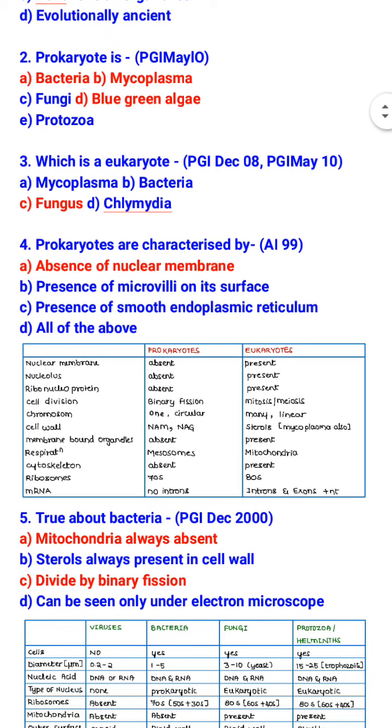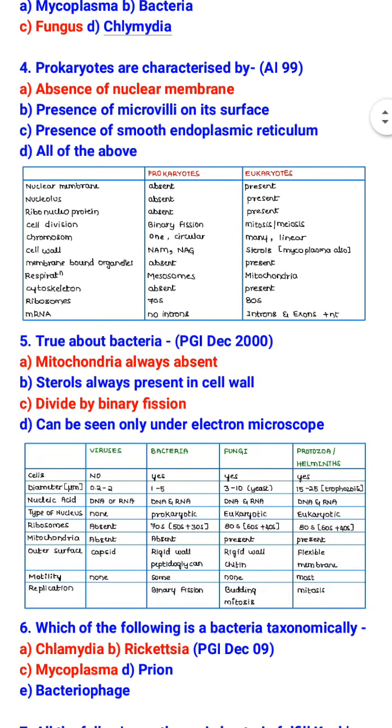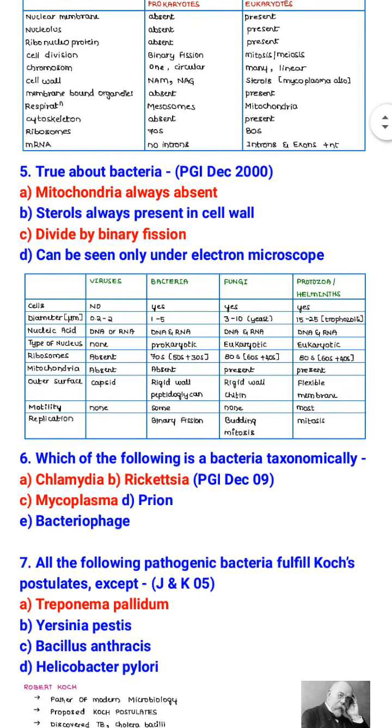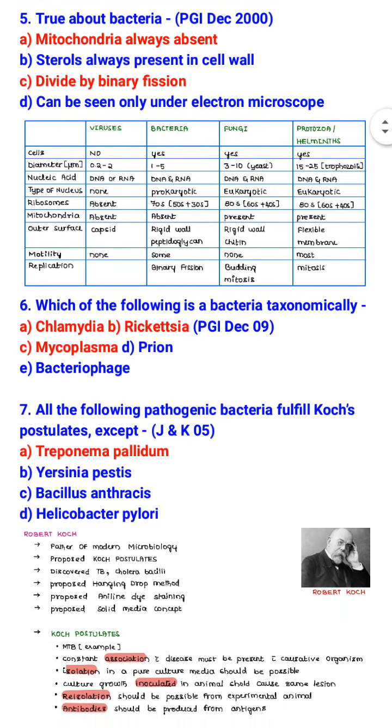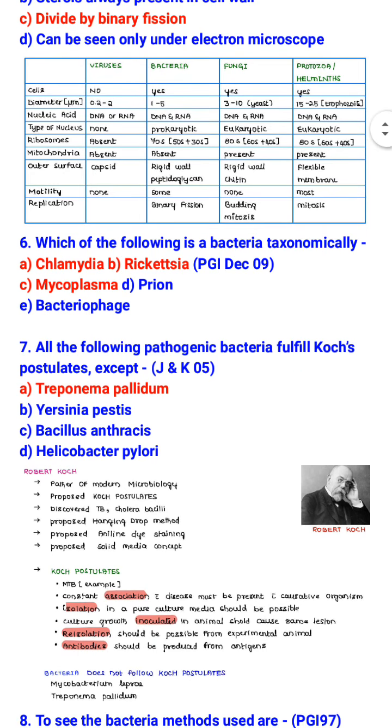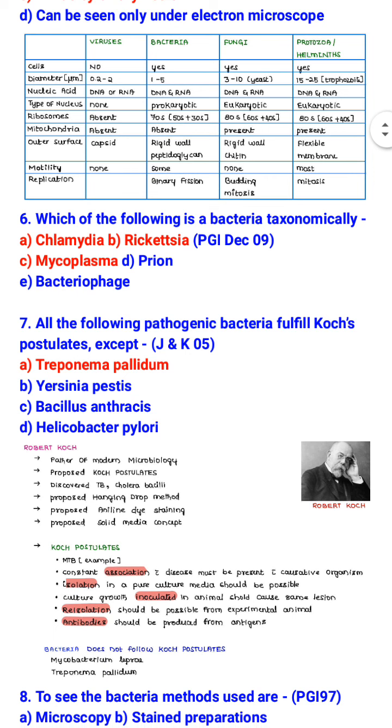True about bacteria: mitochondria is always absent in bacteria and it is divided by binary fission. Which of the following is a bacteria taxonomically? Chlamydia, rickettsia and mycoplasma are bacteria taxonomically. All the following pathogenic bacteria fulfill Koch postulate except Treponema pallidum. So Treponema pallidum does not fulfill the Koch postulate.